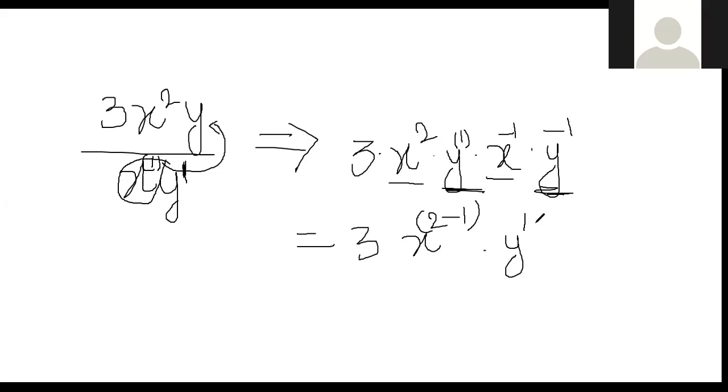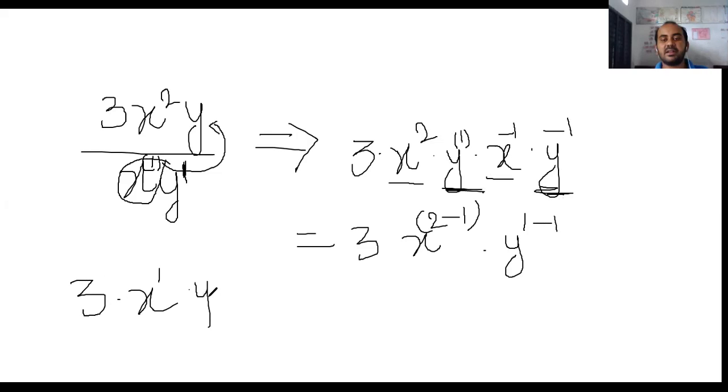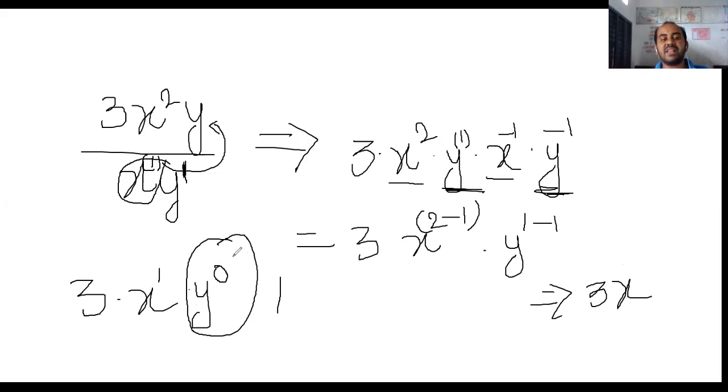That is, here power is how much? Minus 1, minus 1. Now tell me, your resultant is 3, x power 2 minus 1, that is 1, and y power 1 minus 1, that is 0. Now anything to the power 0, the result is 1. Therefore my resultant answer is 3 into x, y power 0 value is 1. This is the answer. Got it? Yes. Shall I go for the next?